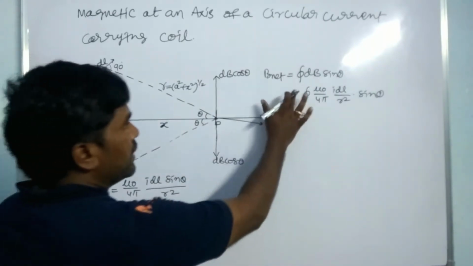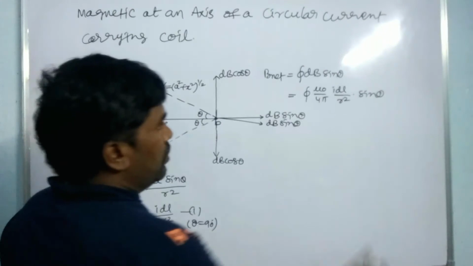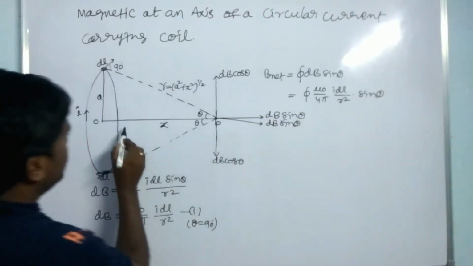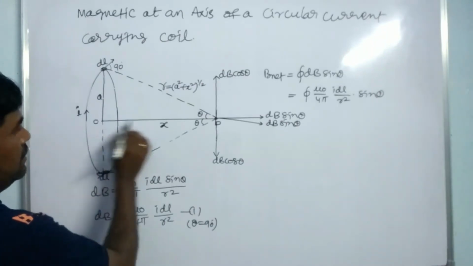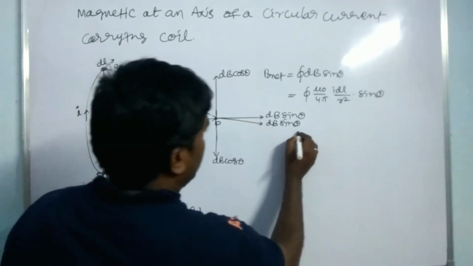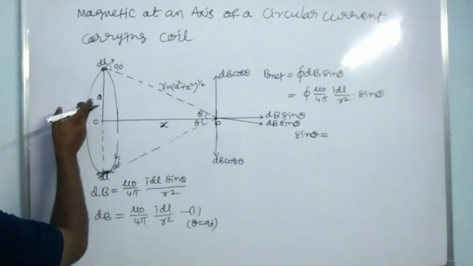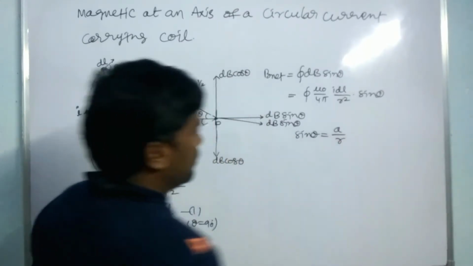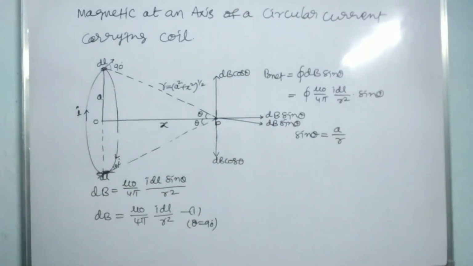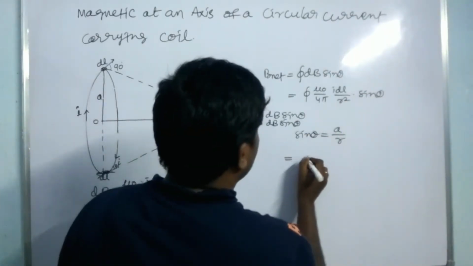So how can we integrate here? There is no d theta value. So let us find the sin theta from any triangle here. Any triangle, this one or this one. So sin theta is equal to opposite by hypotenuse. It is a by r here. A by r. Right?